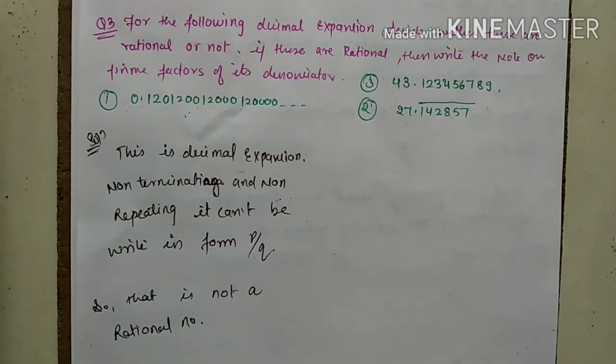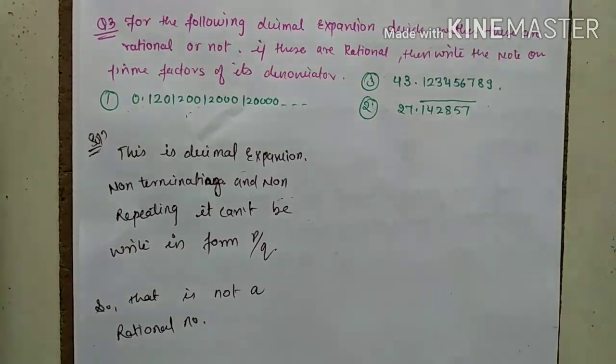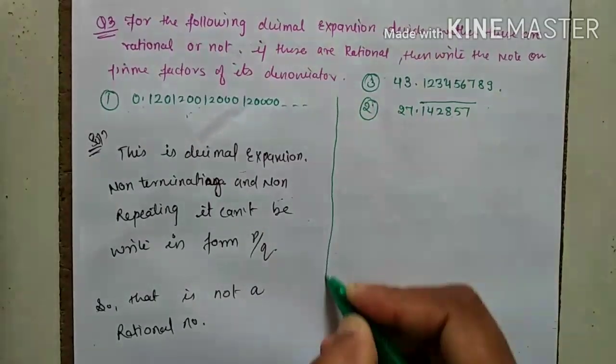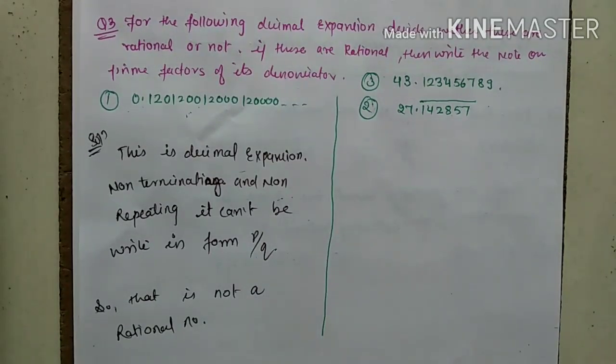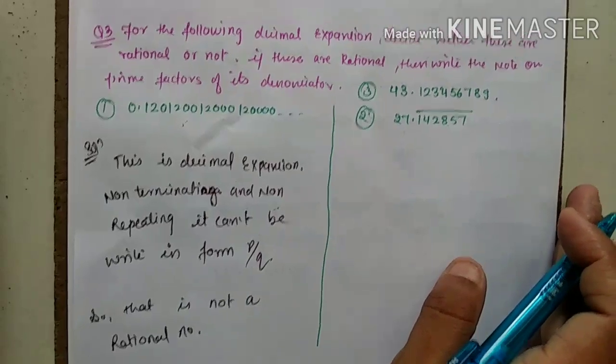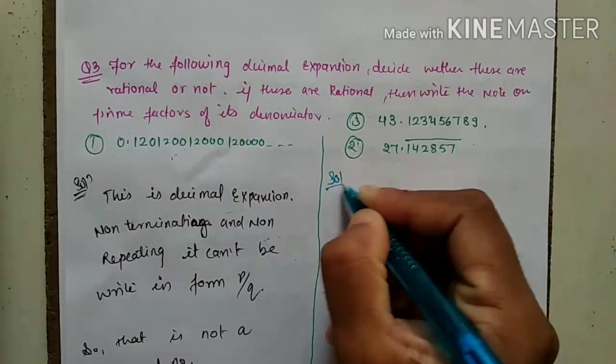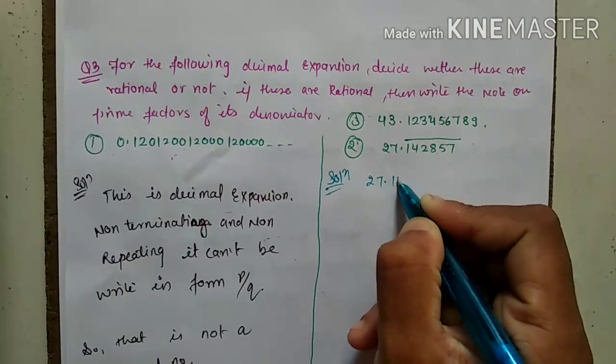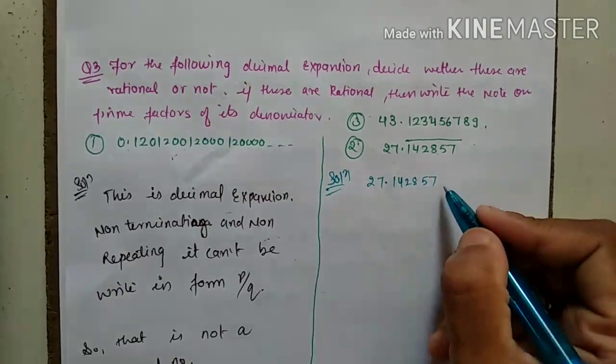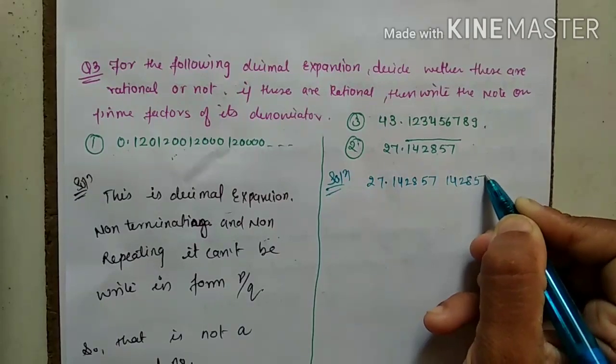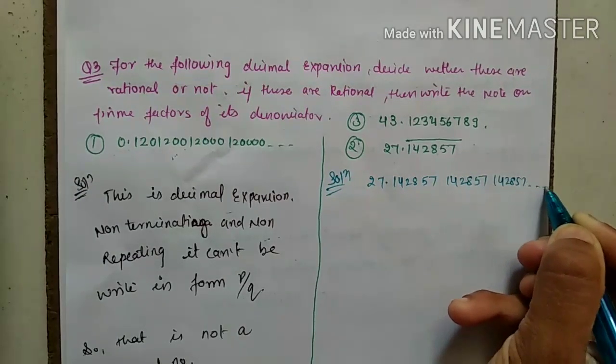Question number 2 is 27.12142857, and this number has a bar. You can see the bar, okay? As you know, we have done so many questions on the basis of the bar in the 9th class. Now see here, I am writing the solution. Just see how I can solve this question. I can write 271.42857 like this again and again, correct or not? Because it has a bar.